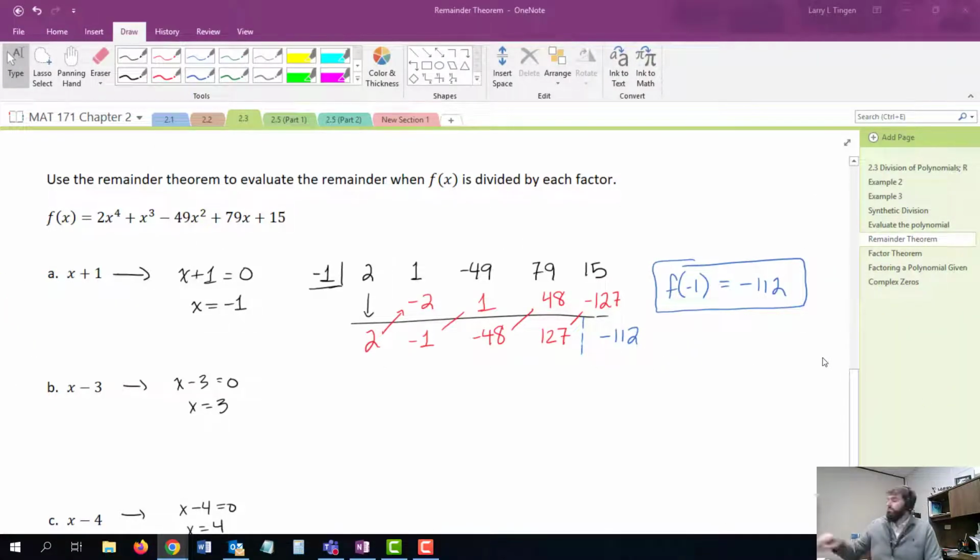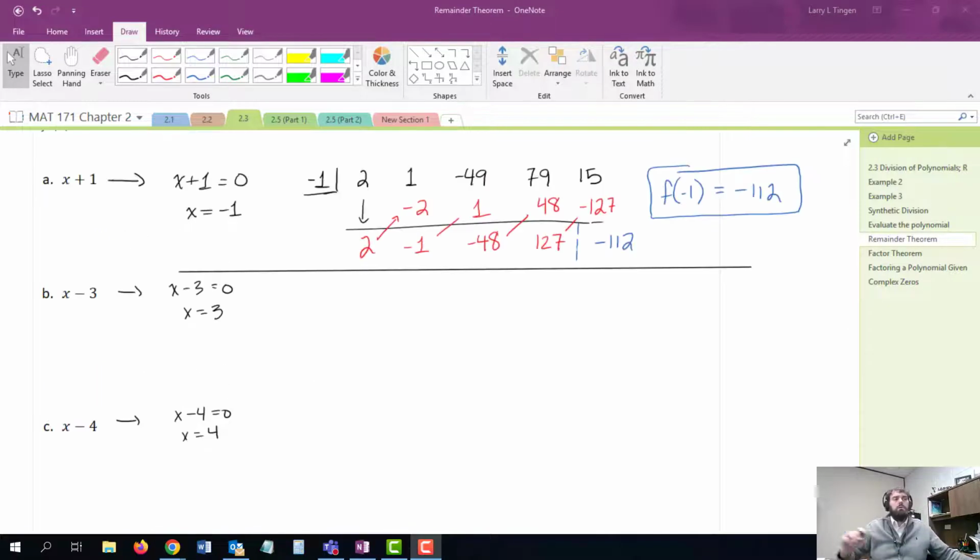All right, so let's do the next one. x minus 3. I'm checking to see if I divide x minus 3 into f of x, what's going to happen? I'm checking out the number 3. All right, not sure what's going on now, but I think I fixed it. So let's finish up these remainder theorem problems. x minus 3 divided into f of x.